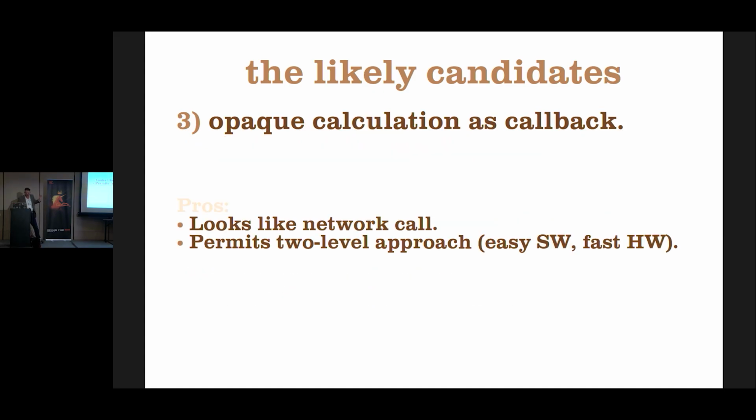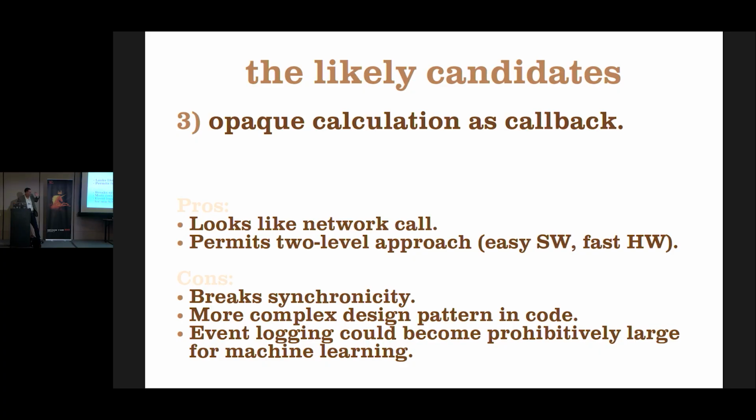Opaque callback, looks like a network call. The big con is that it's just a more complex design pattern. It's just harder to write this kind of code in a way, and then you have event log issues, and it breaks synchronicity and stuff. But I think that doing this two-level approach, easy software floating point, fast hardware floating point, could be an interesting way to go. Liam, were you going to?